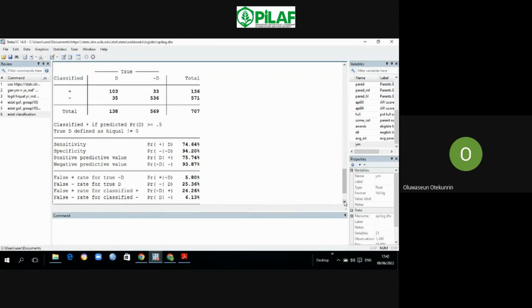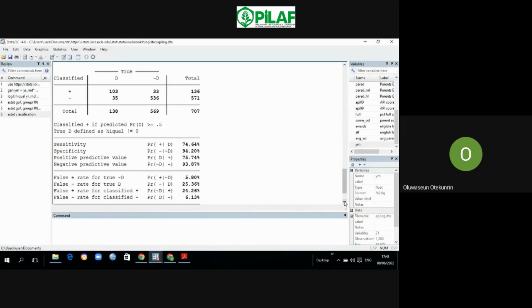So if you go to the other side, the not high quality schools, the ones correctly classified are 536 over the total number of observations, that is the total number in that column. So you have 536 over 569 times 100. That gives you that percentage. That is for specificity. So the next one is positive predictive value.